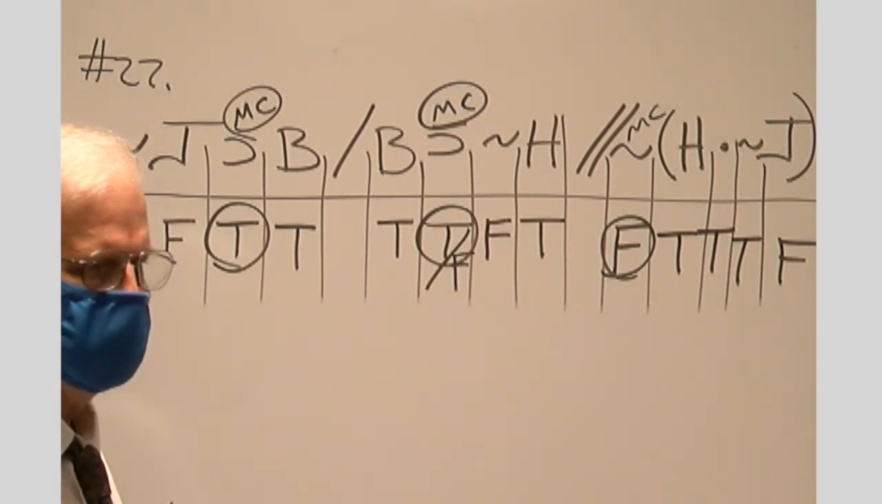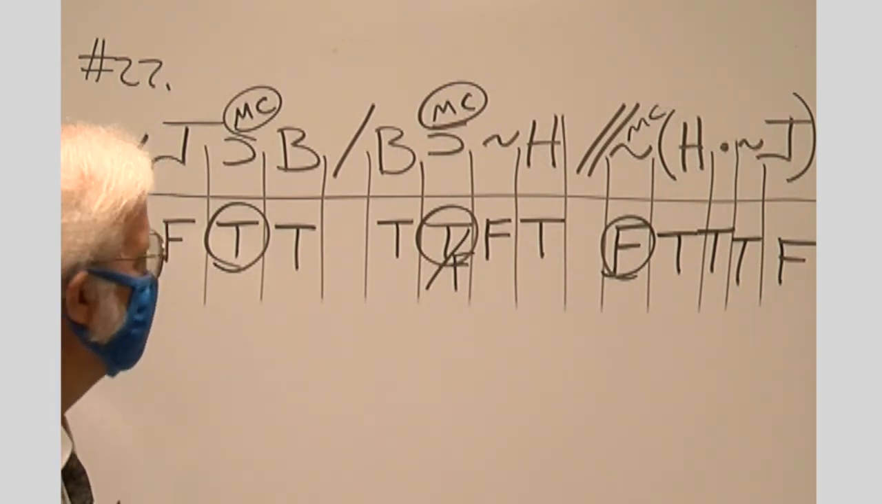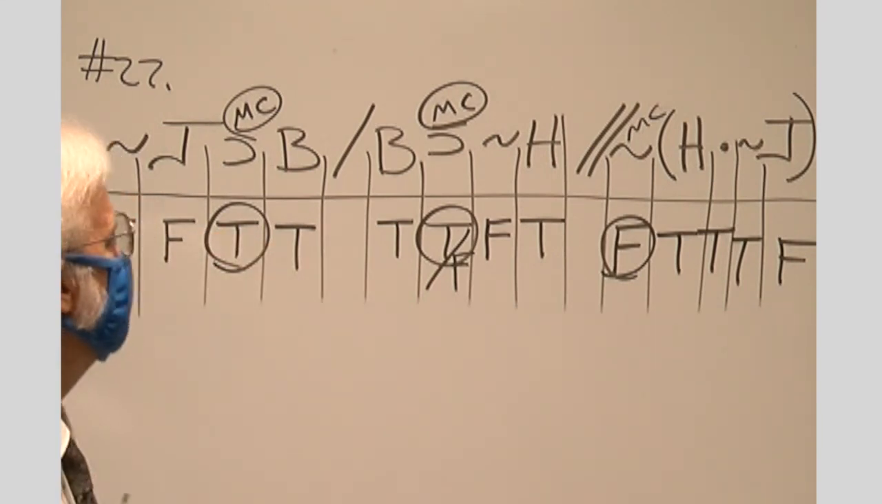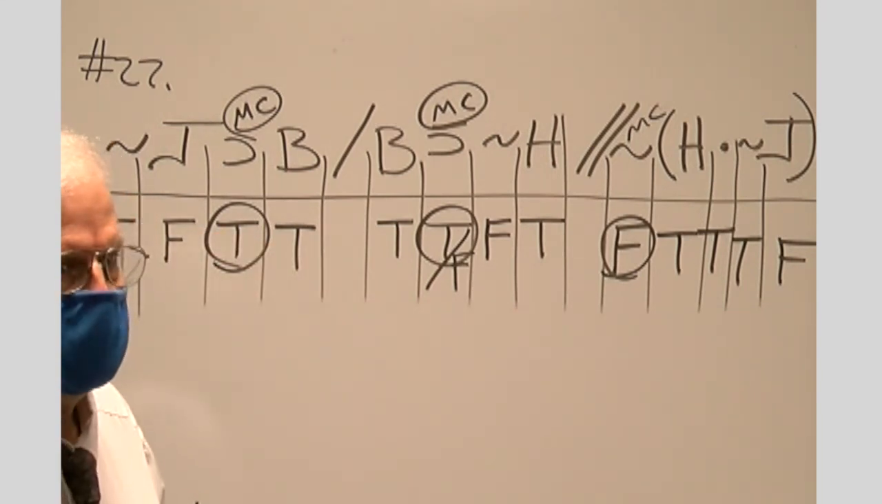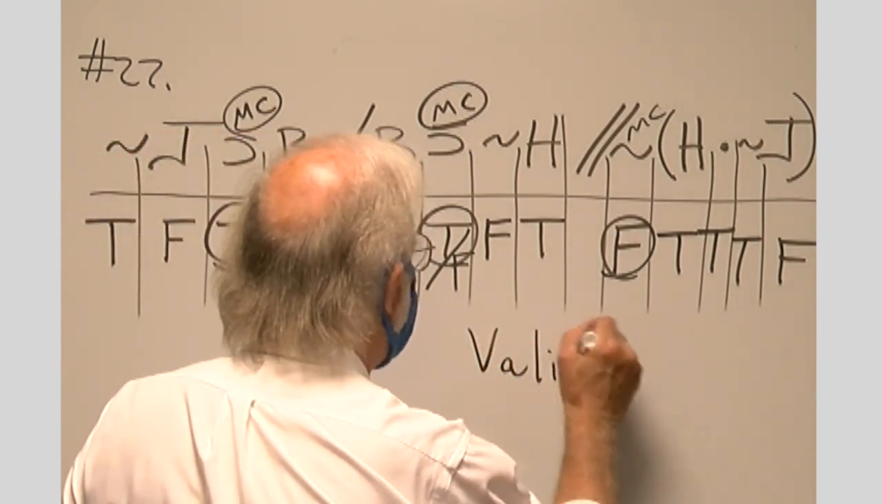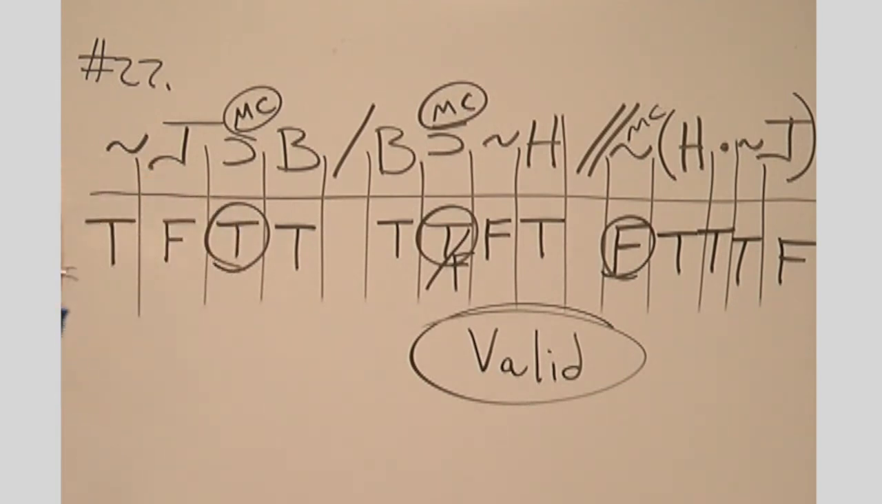Or putting it in more plain English, on every row, and here there's only one, but on every row I've got a contradiction. What that means is it's valid because I can't prove that it's invalid. If it's not invalid, it's valid.